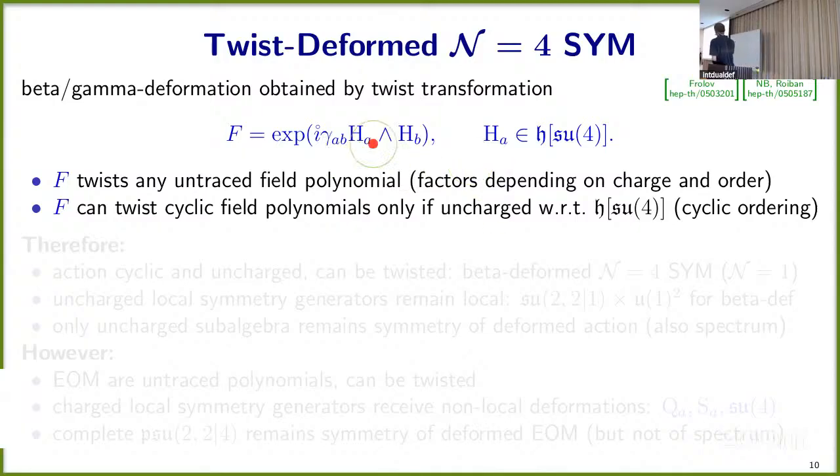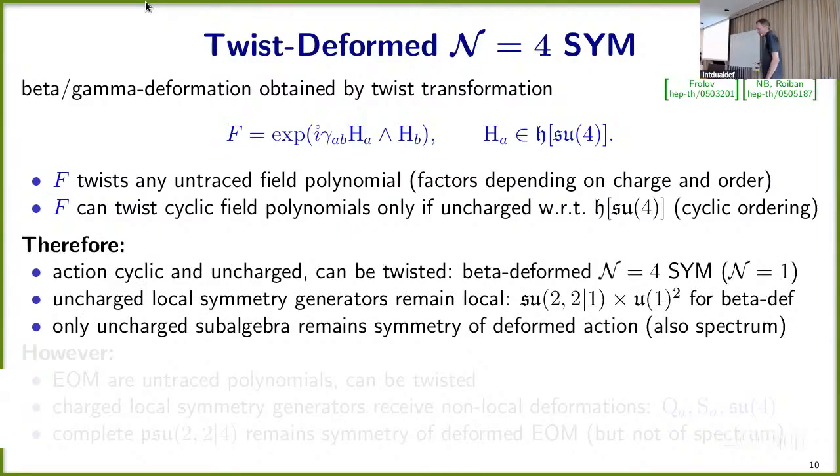However, this does work if the state you're acting on is uncharged with respect to all the charges that appear here. If it's uncharged, you can still make sense of it, and that's also what you do to twist the action of the model. So the action of N equals 4 super Yang-Mills is totally symmetric, and so under the Cartan subalgebra, it's also uncharged and it's cyclic. But it can be twisted, and that gives you beta deformed N equals 4 super Yang-Mills for a suitable choice of this matrix here.